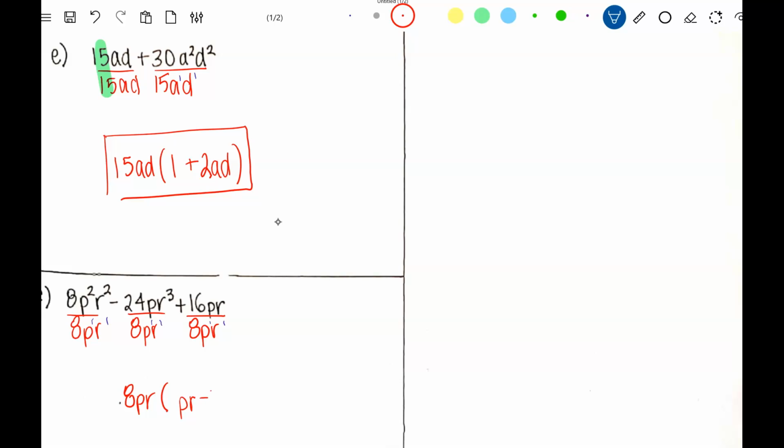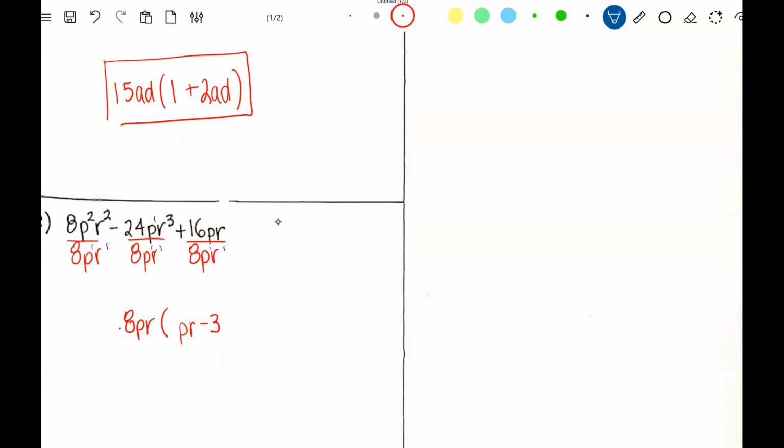Negative 24 divided by 8 is negative 3. And on the P's, 1 minus 1 means that that second term doesn't have a P, but 3 minus 1 means that the second term has an R squared. 16 divided by 8 is positive 2, and the P's and the R's both are gone.